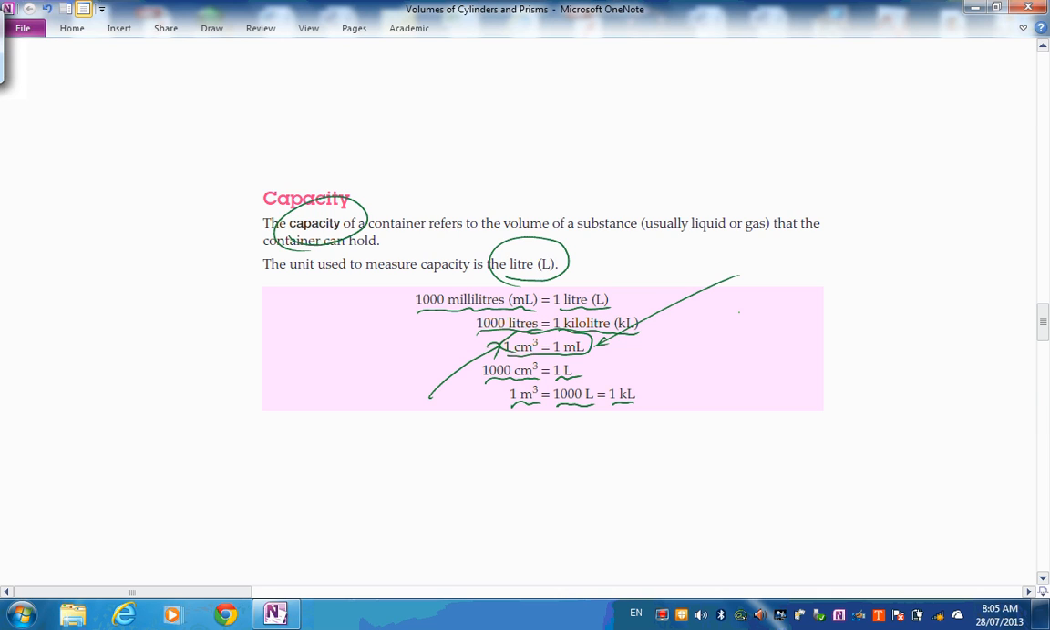Alright, so you would have seen some of these before. Need to remember the prefixes. Milli means 1,000th.